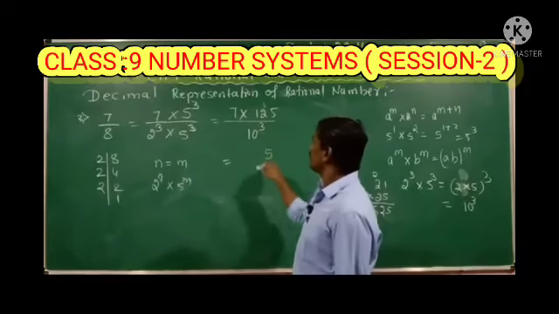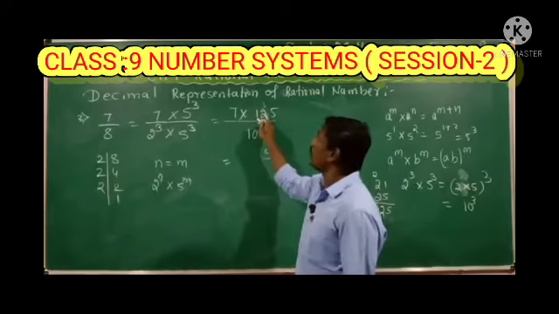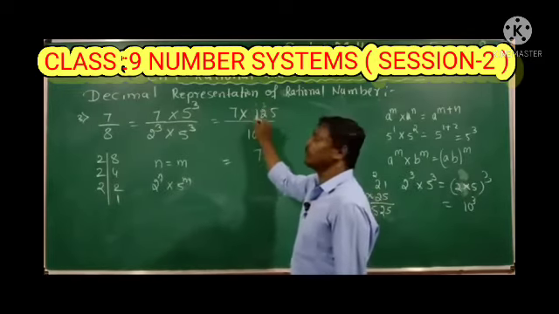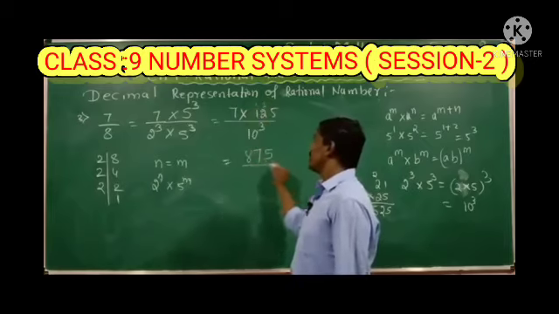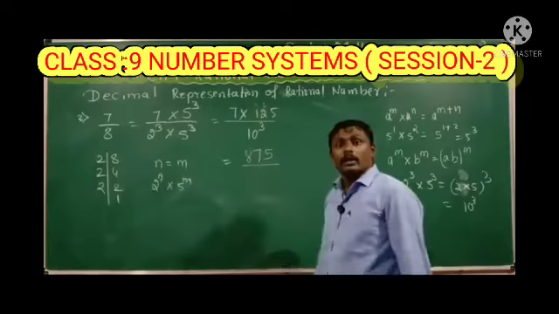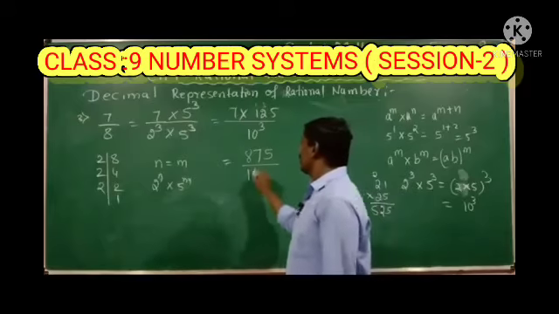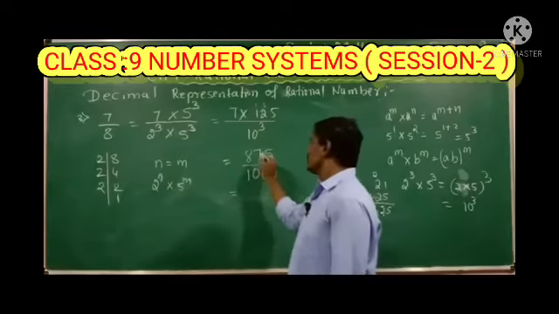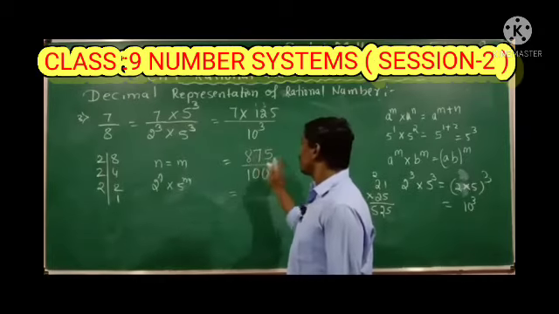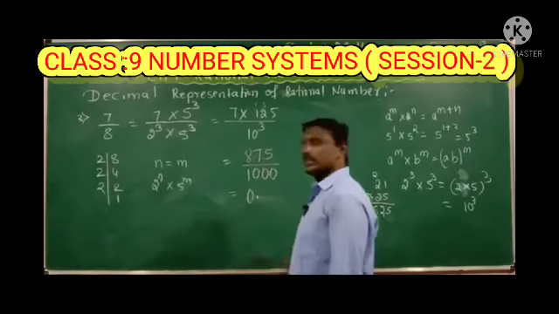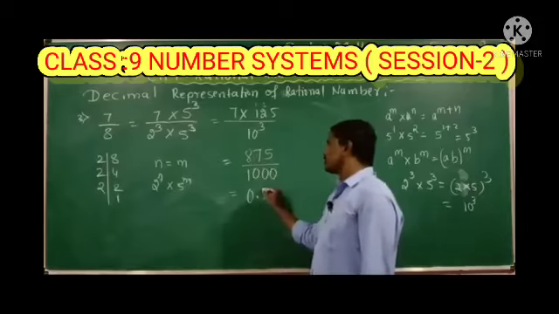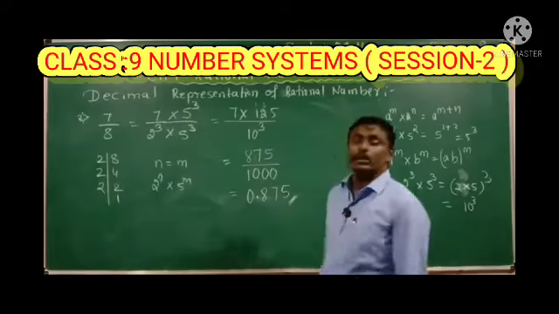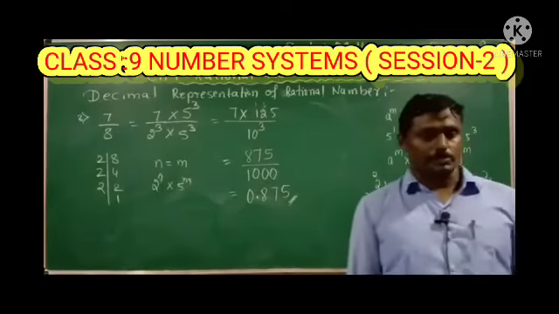7 5s are 35, carry 3. 7 2s are 14, 14 plus 3 is 17, carry 1. 7 1s are 7, 7 plus 1 is 8. Divided by 10 cube, which is nothing but 1000. So 875 divided by 1000 means the required decimal value is 0.875. This is the required decimal expansion.